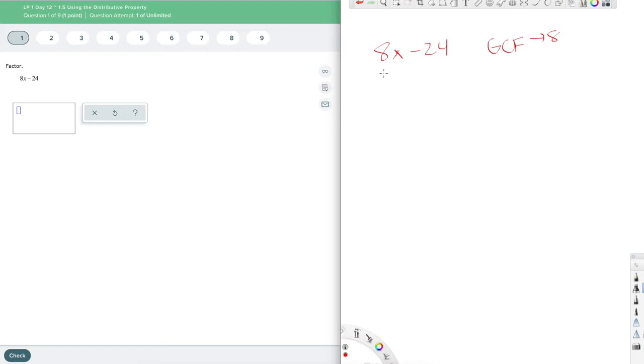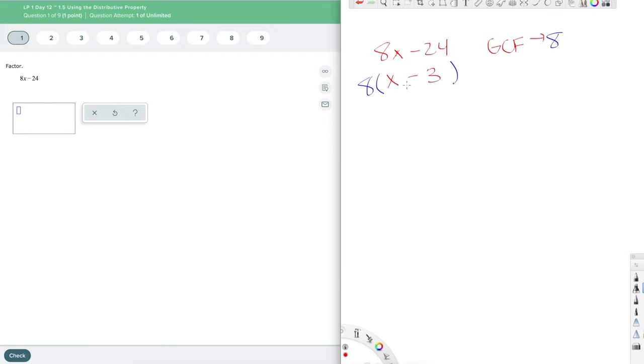So 8 divided by 8, and what I want to do is take that greatest common factor and put it out in the front. So actually I'm going to change the color here. I'm going to make it blue. Why not? So there's my greatest common factor, and I'm going to take it out. I'm going to divide it away from each one. 8x divided by 8 is just x, because 8 divided by 8 is 1. Negative 24 divided by 8 is negative 3.